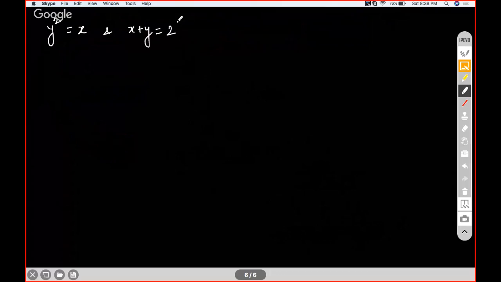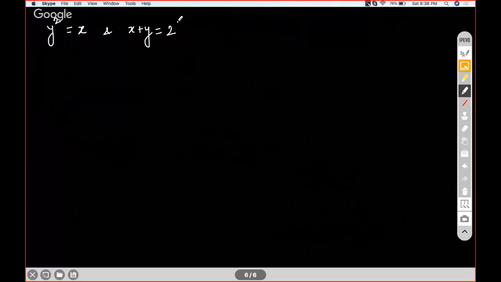Done? Hold on a second. Will it be 2 minus x minus root x integral? I just have the options with me. Okay. I have the graph.